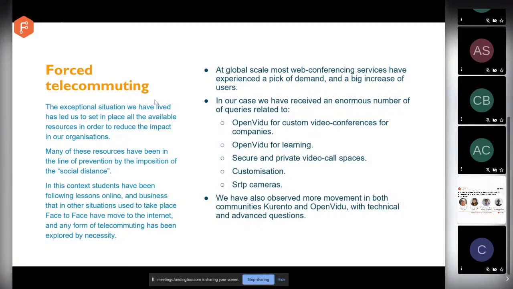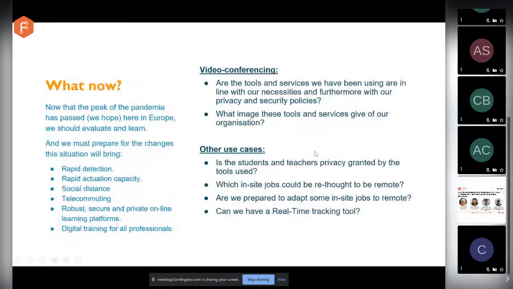Also, we have been having a lot of questions about how to add SRTP cameras into webs, how to make what we call security or cam walls. So people shouldn't be in front of a TV in a specific place, but they could just monitor everything from their homes. And also, as I told you before, we have observed a lot of movement in both communities, Currento and Open Video. More issues were reported, more questions, and really advanced questions in some use cases. So what now?